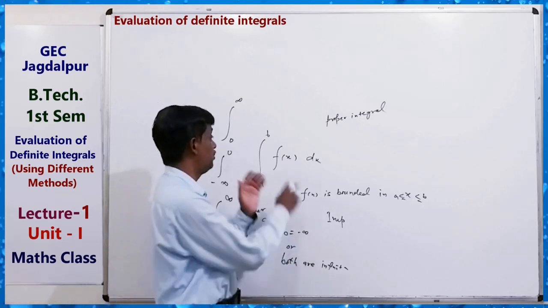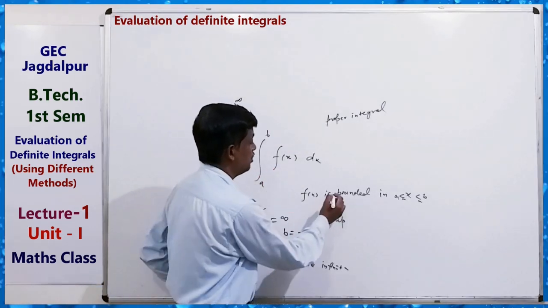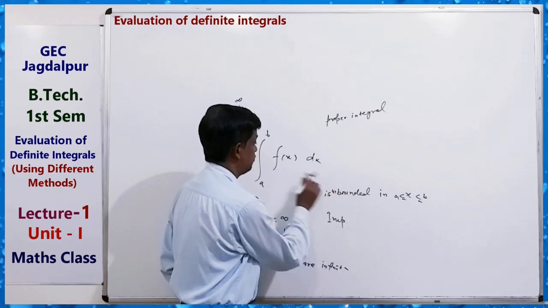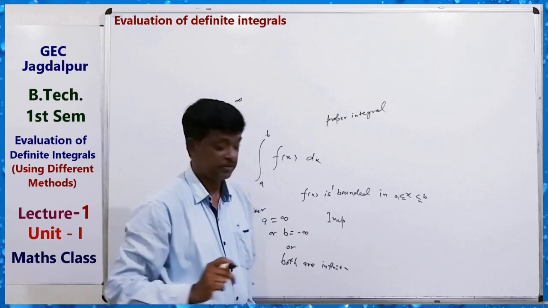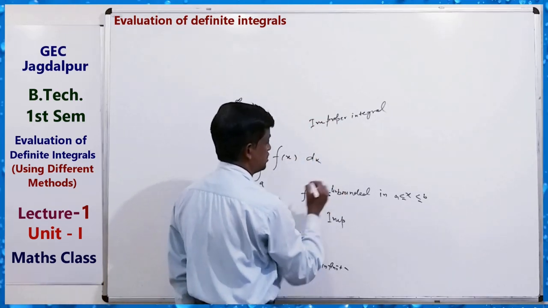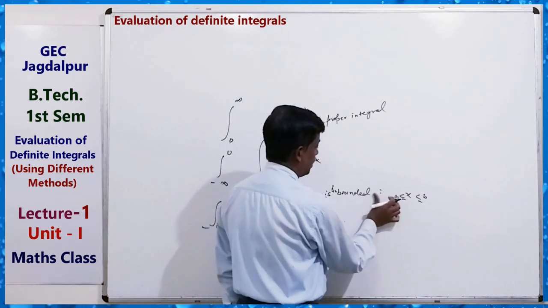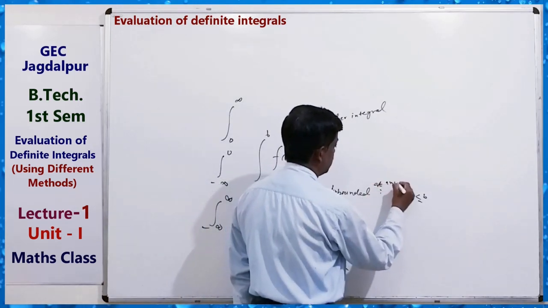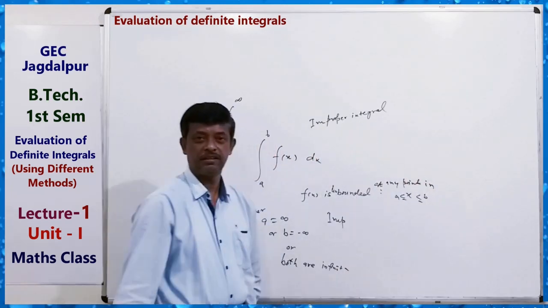And if the limits are finite but the function is unbounded at any point in this interval, then it is an improper integral. If the function is bounded, then it is a proper integral.